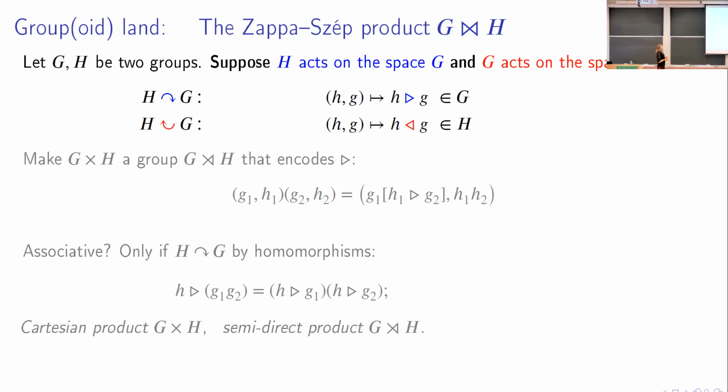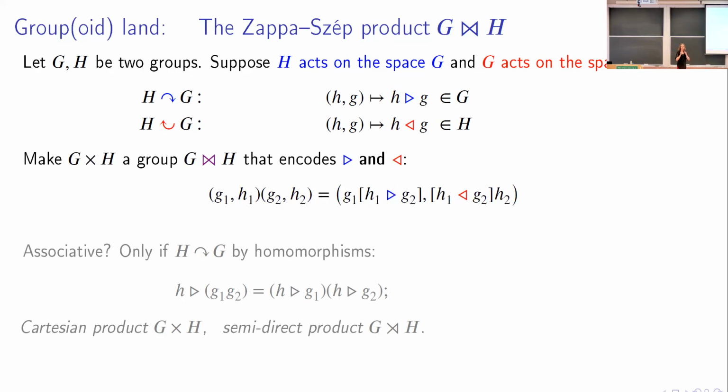So I have another action. And I would like to, again, turn the Cartesian product into a group that this time encodes both of these actions. So what do? Instead of just paying one price, I pay two prices. So not only does H1 act on G2, but also G2 acts on H1.